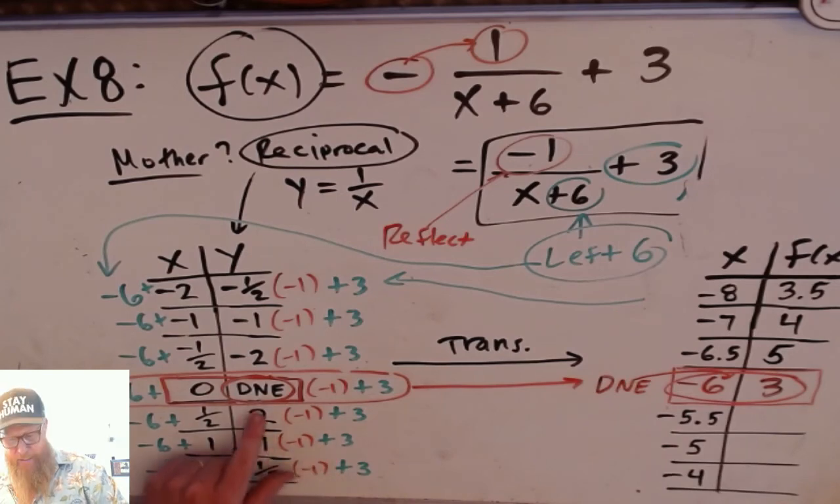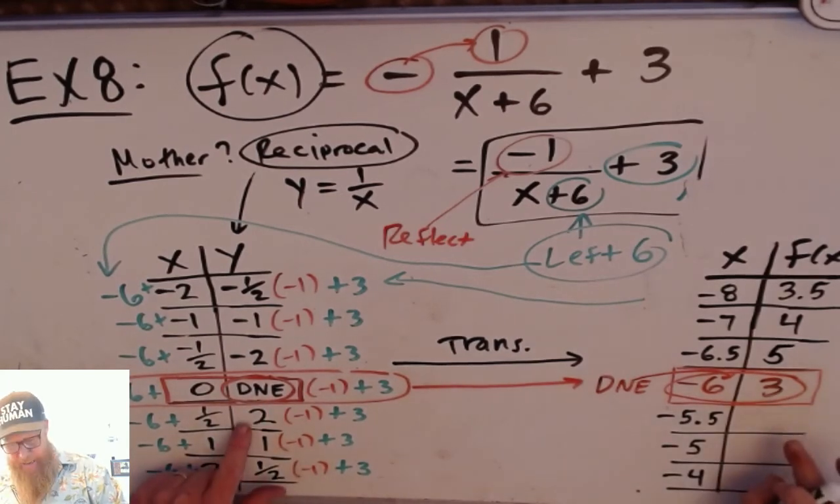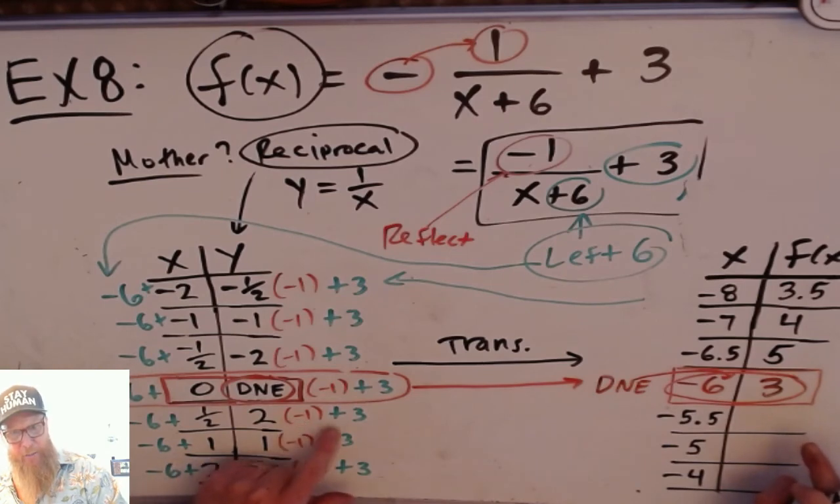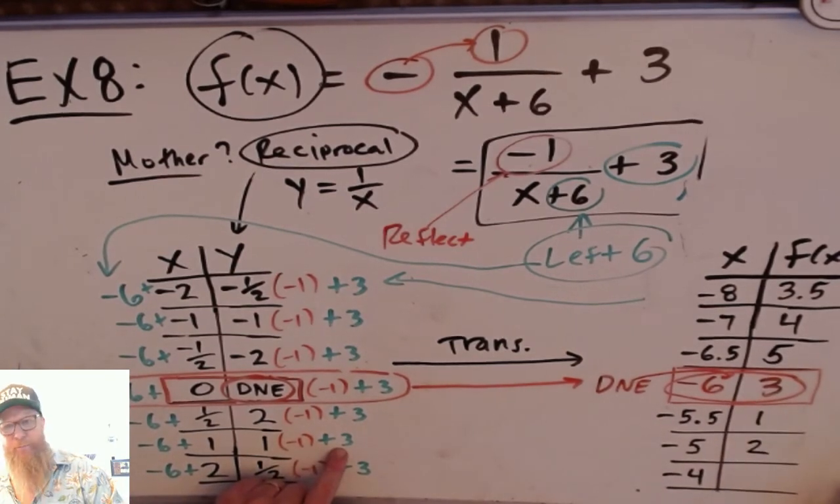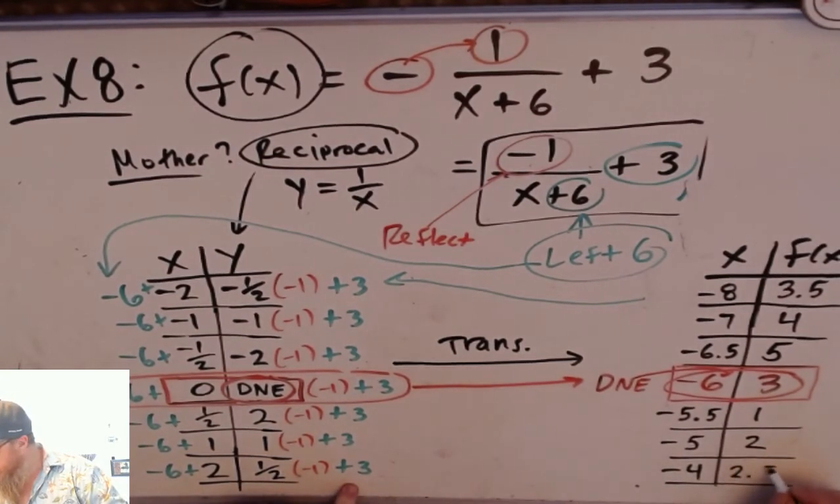Okay. DNE, we've already done that. 2 times -1 is -2, plus 3 is 1. -1 times +1 is -1, plus 3 is 2. And then -1 times a half is -1/2, plus 3 is 2.5.